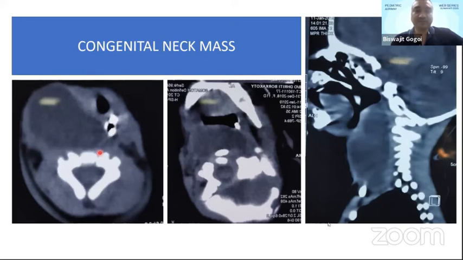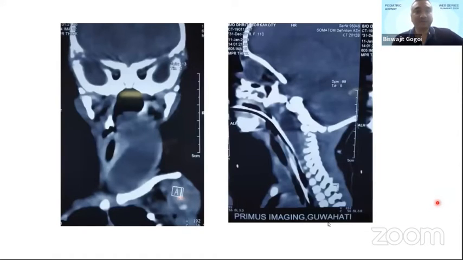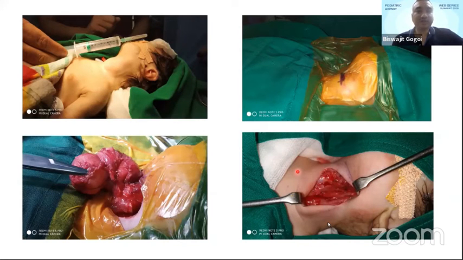We found that this mass was obscuring the airway, pushing the trachea almost to the contralateral side. If you can appreciate, the extension is from the nasopharynx up to the suprasternal area. So this is the mass, and we excised the mass most probably in 10 days, and the baby got well. So we could extubate the child after 48 hours.